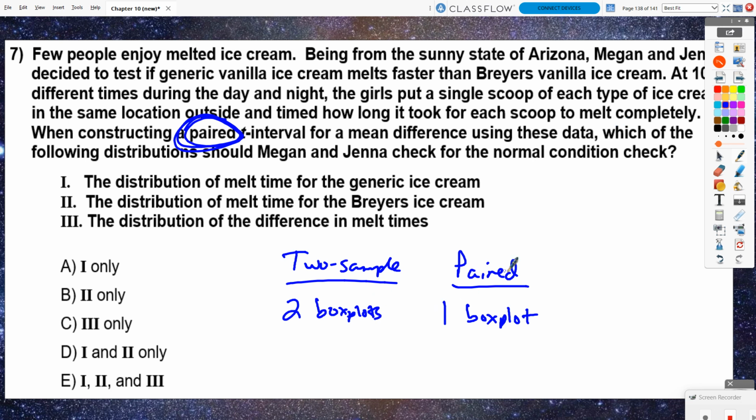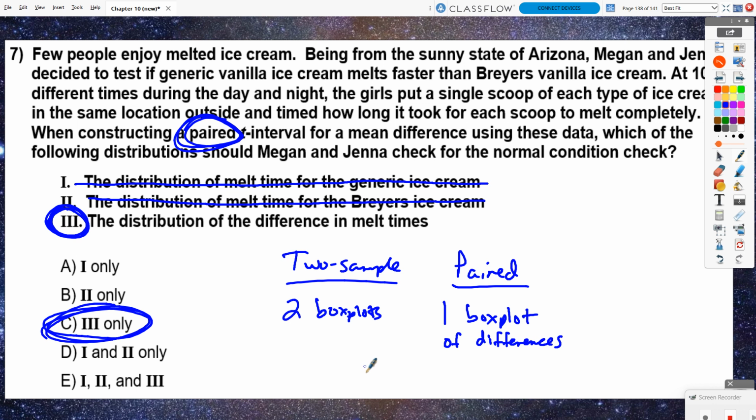So this is a paired problem. So we only need one box plot, and the box plot needs to be of the differences of our data. So we don't need to look at the box plot for just the generic ice cream. We don't need the box plot for just the Breyers ice cream. We truly only need C, the difference of the melt times.